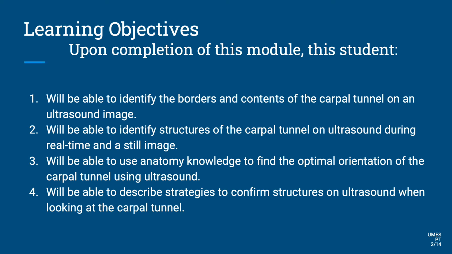Upon completion of this module, the student will be able to identify the borders and contents of the carpal tunnel on an ultrasound image. We'll be able to identify structures of the carpal tunnel on ultrasound during real-time and a still image. We'll be able to use anatomy knowledge to find the optimal orientation of the carpal tunnel using ultrasound. And we'll be able to describe strategies to confirm structures on an ultrasound when looking at the carpal tunnel.